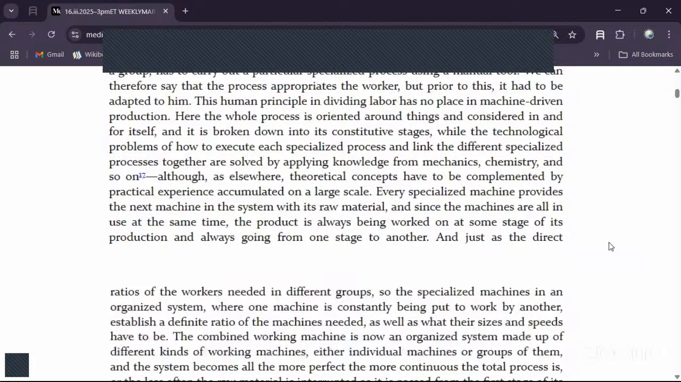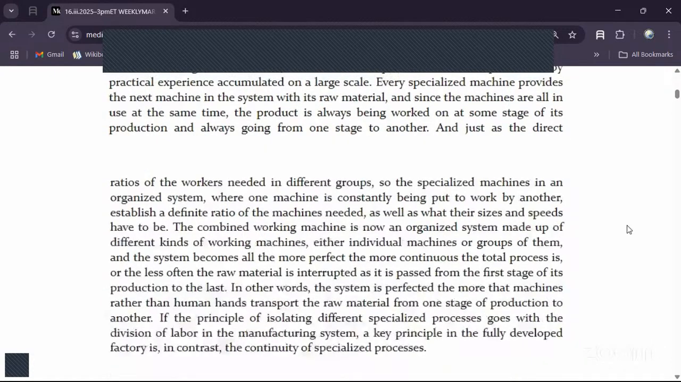Every specialized machine provides the next machine in the system with its raw material, and since the machines are all in use at the same time, the product is always being worked on at some stage of its production and always going from one stage to another. And just as the direct ratios of the workers needed in different groups, so the specialized machines in an organized system, where one machine is constantly being put to work by another, establish a definite ratio of the machines needed, as well as what their sizes and speeds have to be.